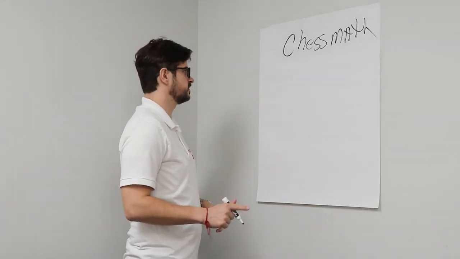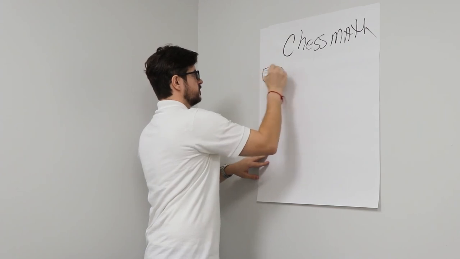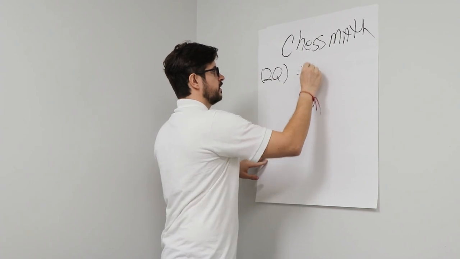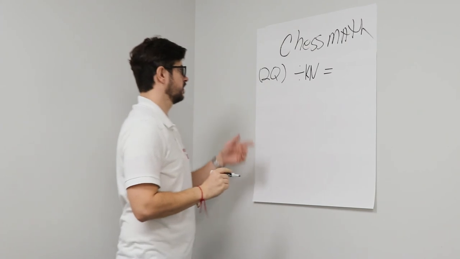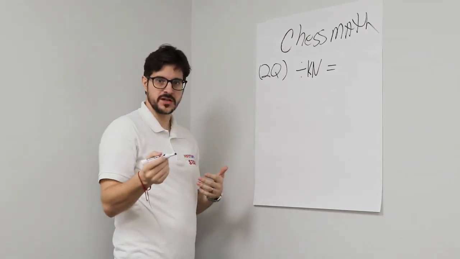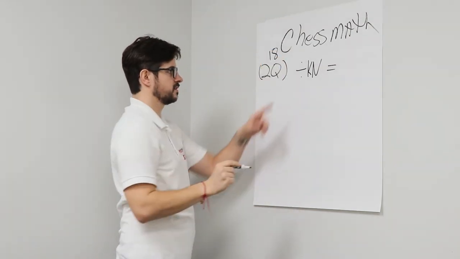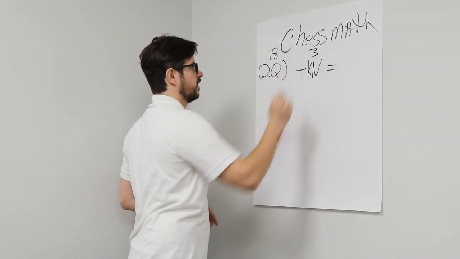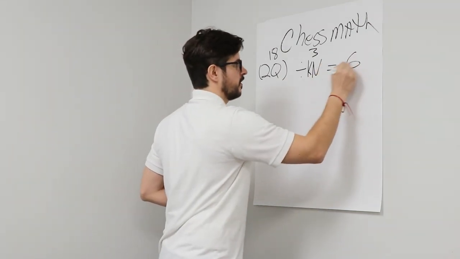Let's do one more, but with division this time. 2Q divided by N equals Kn. 2 times Q, Q is 9. 2 times 9, 18. Divided by Kn is 3. 18 divided by 3 is? 6. But let's not stop there.